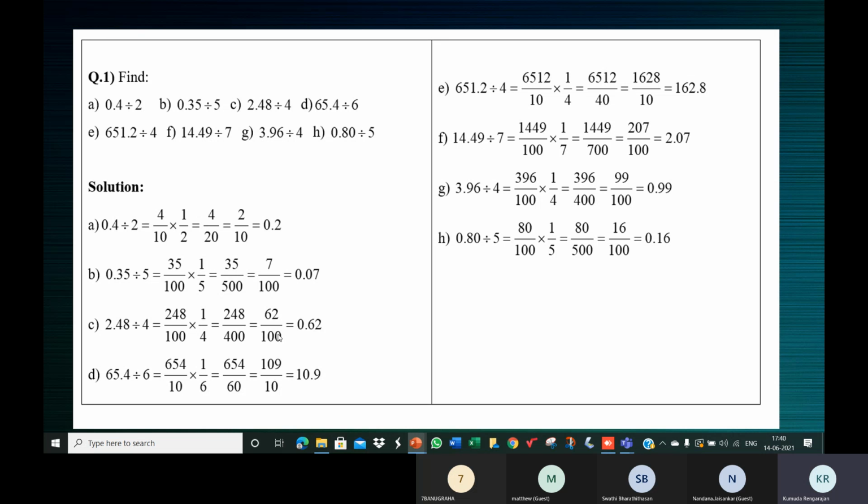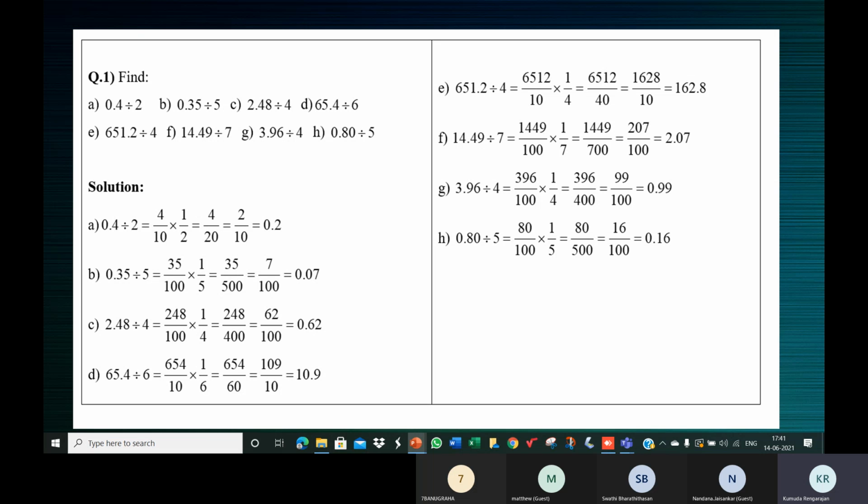When the denominator is a 10, 100, 1000, or 10,000, don't disturb that denominator because it's easy to put it back as a decimal. So 2.48 is 248 by 100. That's the first thing. Division becomes multiplication. 4 by 1 is written as 1 by 4. Next, I said you can cancel if you want. Here you can cancel 4 and 248. You can simplify. But what you see here is 248 into 1 is 248, and 100 into 4 is 400. All right.